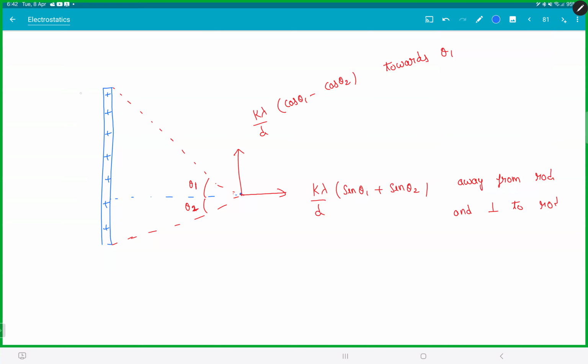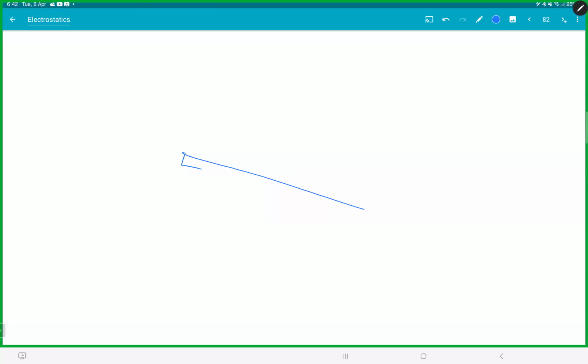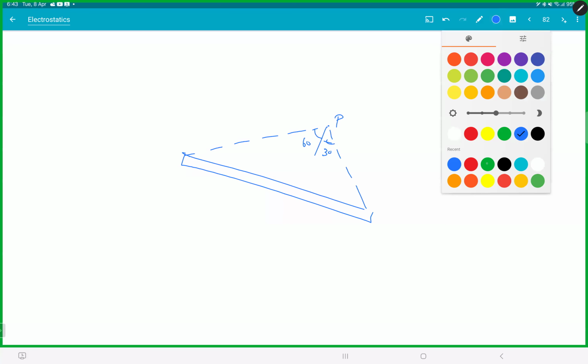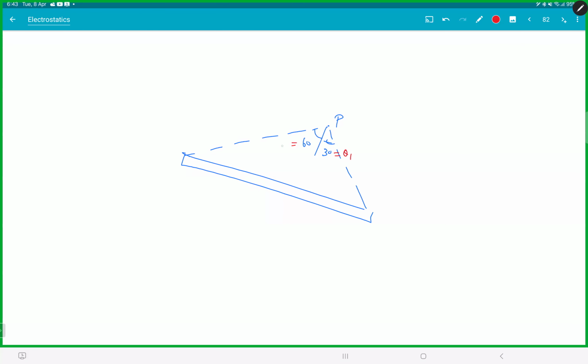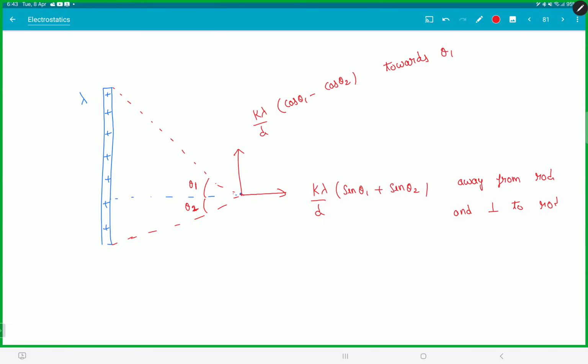Don't take tension, sir, I know the field is downward. The signs will take care of themselves. For example, if you give me a rod like this, you give me a point P like this, and you tell me this angle is 60 and this angle is 30. Now, what will you take as theta 1? What will you take as theta 2? Doesn't matter. Take 30 as theta 1 and 60 as theta 2. Then the component towards theta 1 and away from the rod will be cos 30 minus cos 60. But if you take theta 1 as the other angle, then it will be this way, and it will be cos 60 minus cos 30. Do you understand? So that confusion won't arise. You choose anything for theta 1. The direction will take care of it.